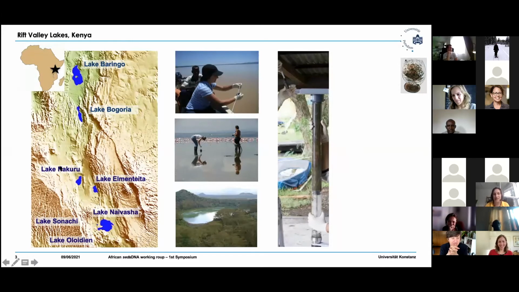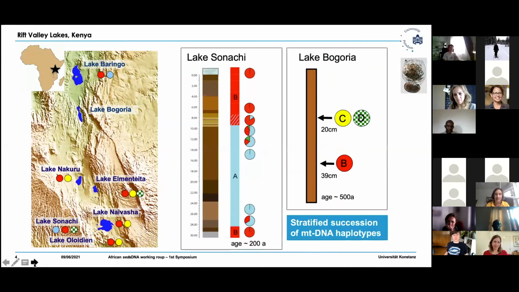So this was from my PhD, from different lakes in the east and in the Rift Valley in Kenya, which are hot and also alkaline. So additionally problematic for DNA preservation, with very different lake chemistries. However, I was able to get different organisms from these lakes, in water and surface sediments, and also in lake sediment cores that went back about 200 years, which is here from rotifers of the genus Brachionus, and I found 2 different species there, and I found a stratified succession of mitochondrial DNA haplotypes.